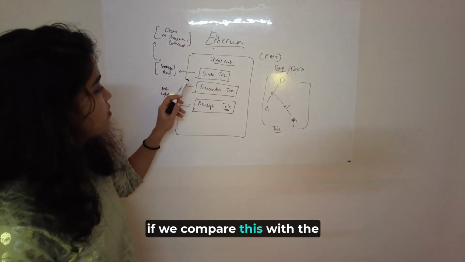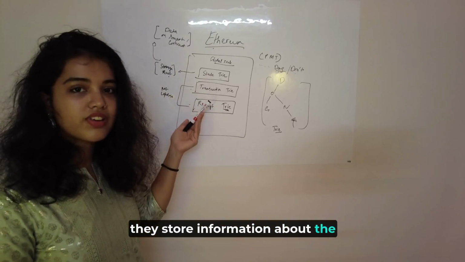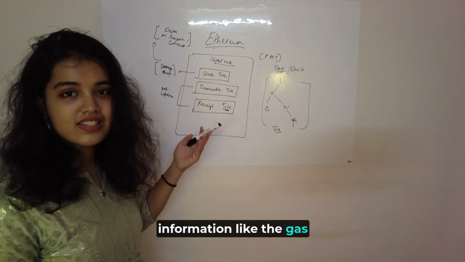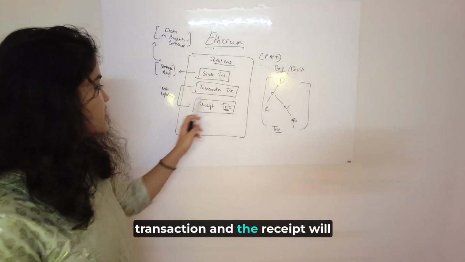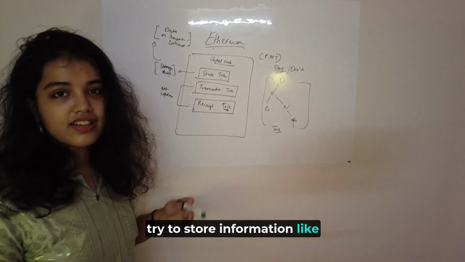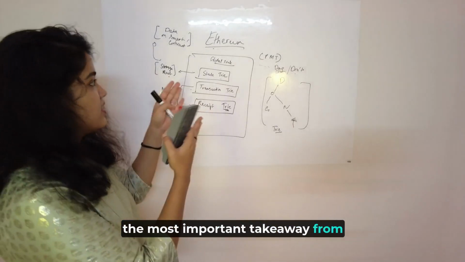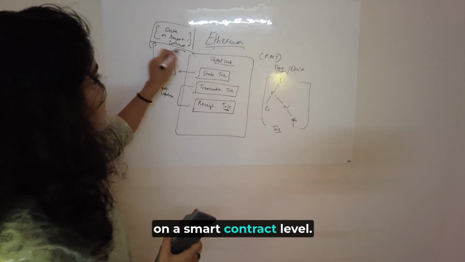If we compare this with the transaction and the receipt trees, they store information about the transaction. For example, the transaction tree might store information like the gas price at that moment and the value associated with the transaction, and the receipt would store information like logs around any transaction. The most important takeaway from this is that the data is stored on a smart contract level.